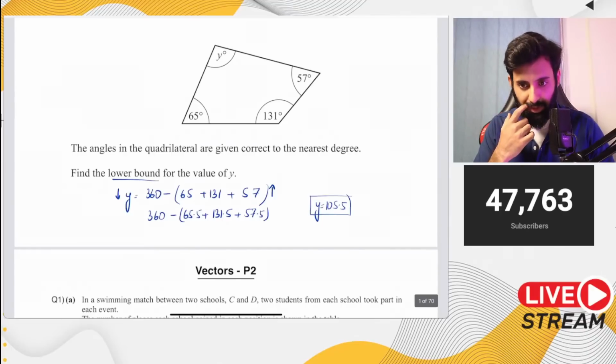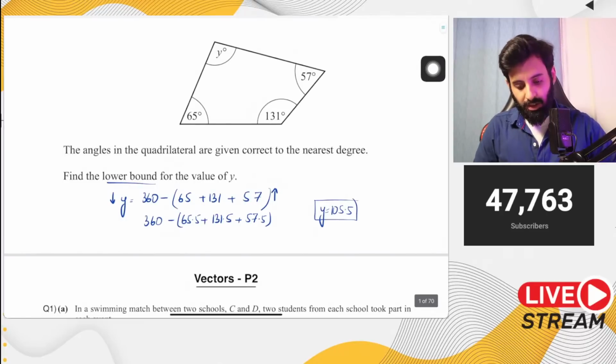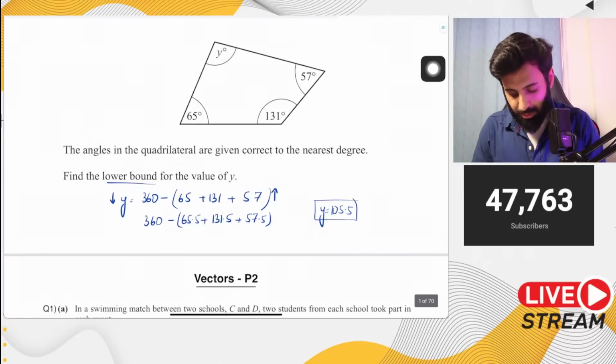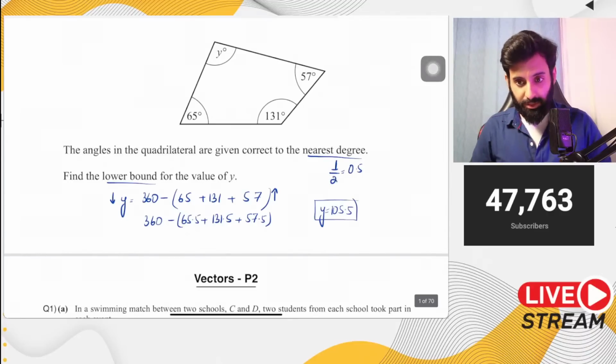Okay, how do I know 0.5? That's because it says correct to the nearest degree. Nearest degree, nearest meter, nearest kilometer always means 1. So this is what you're going to divide by 2, and you're going to add for the upper bound and subtract for the lower bound.